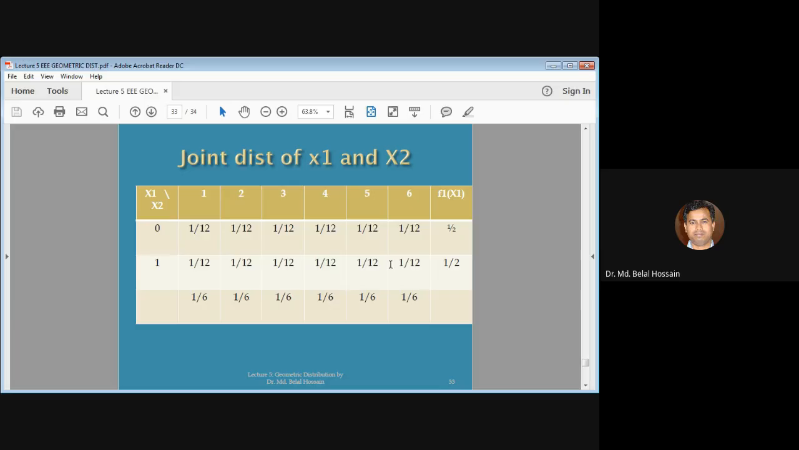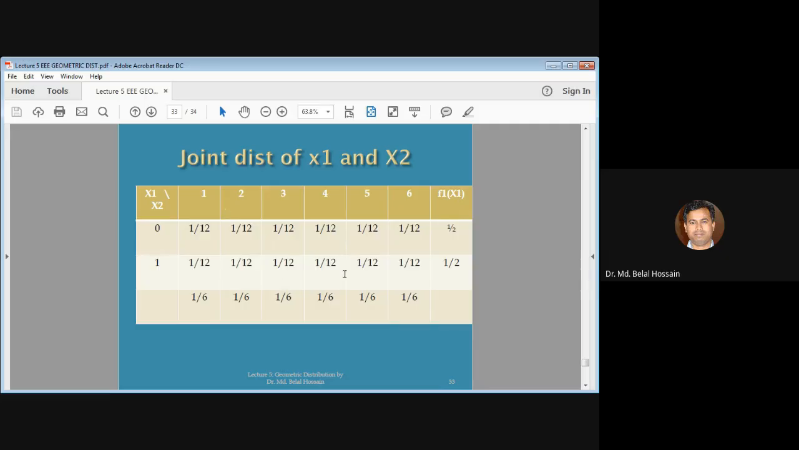In a similar way, okay, so what is it? You can say this is the marginal distribution of x2. Okay, when you sum this, because for each and every x2 you are getting these values.